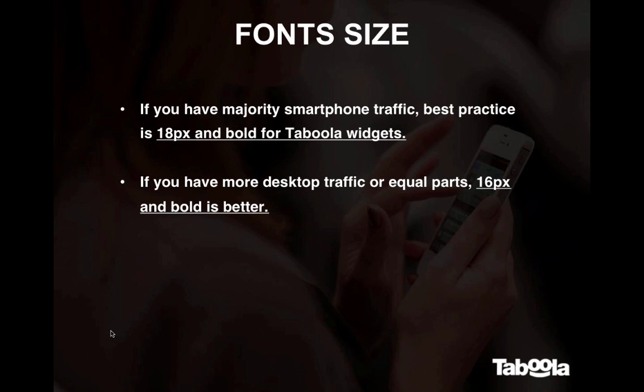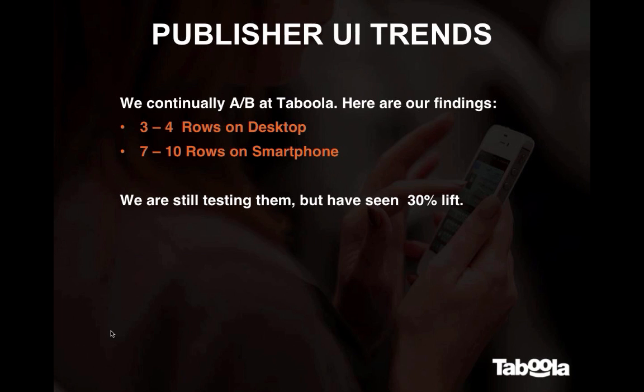So this leads directly onto font size. When we're talking about smartphone, the majority of you are likely having majority smartphone traffic at this point, or at least equal with desktop. So it's really important that we focus on optimizing for this as well. A small change, but one that has a notable difference to performance, is increasing the font size. So check today that your font is 18 pixels for the Taboola font, and that it is bold on smartphone. And then if you have equal desktop or more desktop traffic, check that it's around 16 pixels. And bold for both of these is helpful.